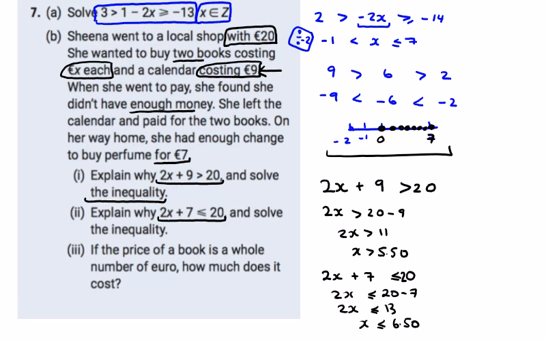She'd have 7 left. And if the price of a book was a whole number, how much does it cost? Well, it can't be 7 because 2 books would be 14. She wouldn't have enough for the 7. So greater than 5.50 and less than 6.50, it would have to be €6.